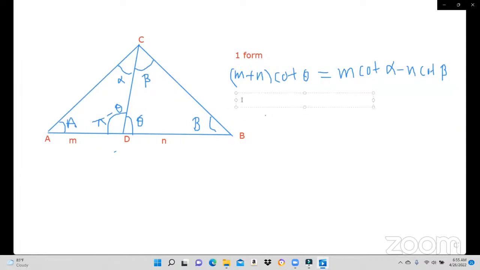We'll see the second form, which is again M plus N cot theta. The angle is on the other side, but you have to start from the same location, where the angle is here. Again, you have to start with this N: N cot A minus M cot B.